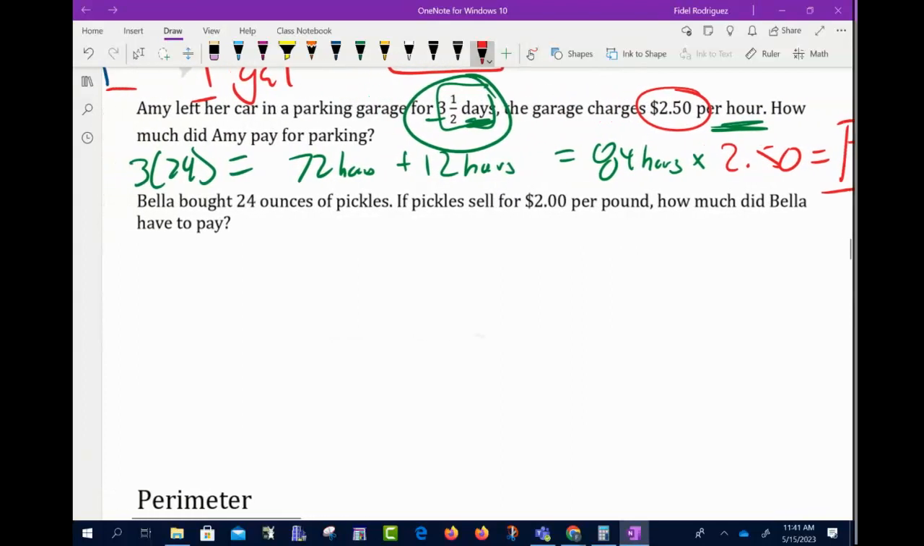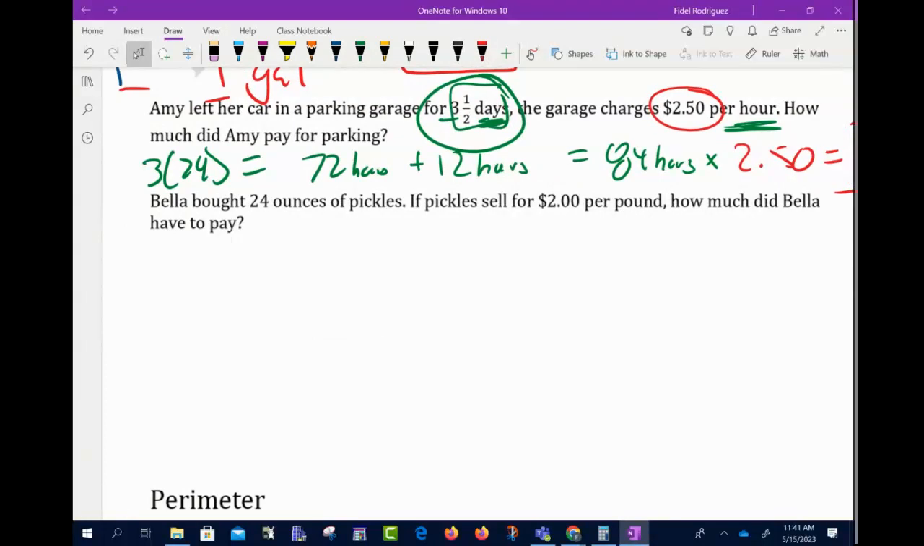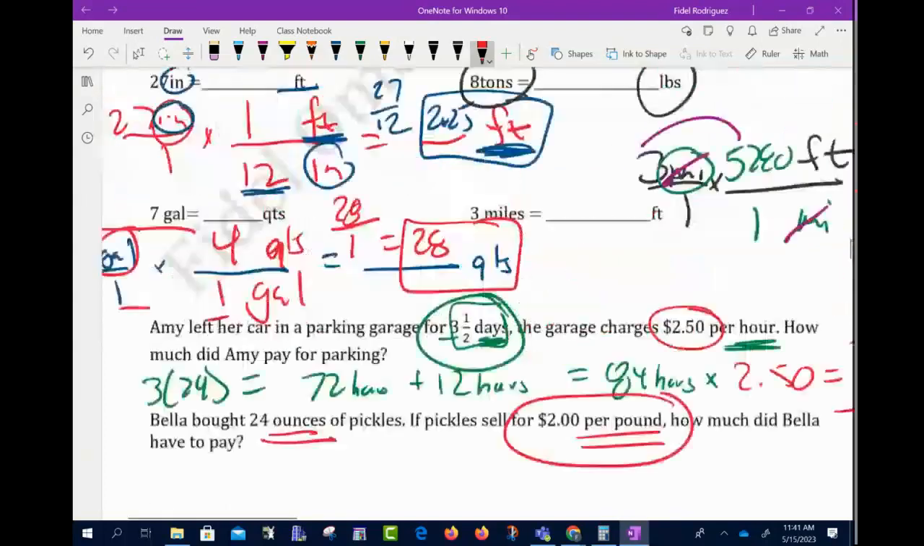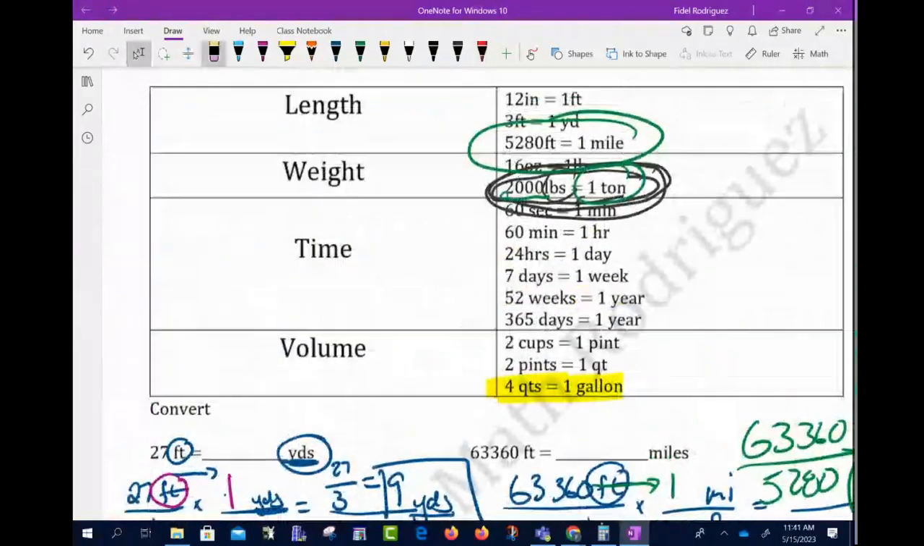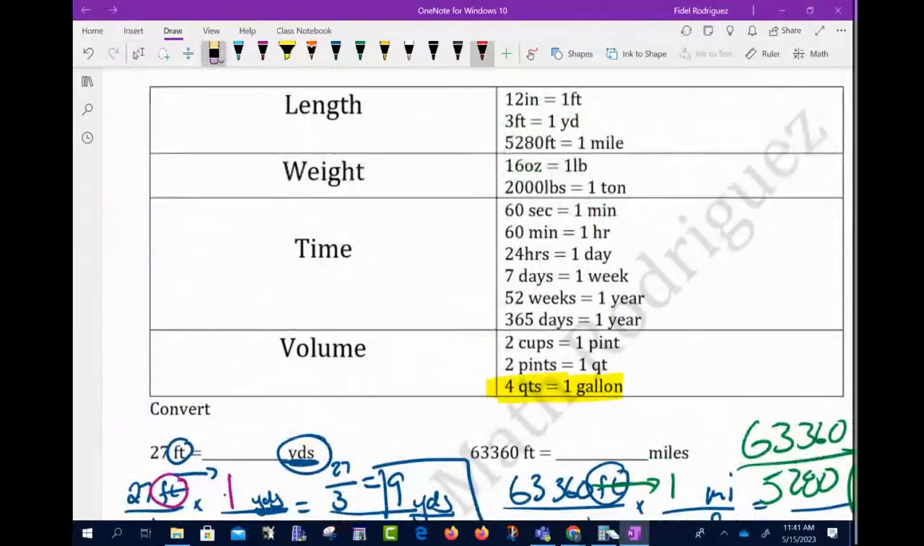Okay, look, y'all. Bella bought 24 ounces of pickles. If pickles sell for $2 a pound, how much did Bella have to pay? Okay, so yeah, we're going to figure this part out right now. Look, they charge us per what? Per pound. And we know how much pickles she bought, but we know it in what? Ounces. Okay, so look, y'all, is there a conversion for ounces and pounds right here? Sorry, it's a little messy.